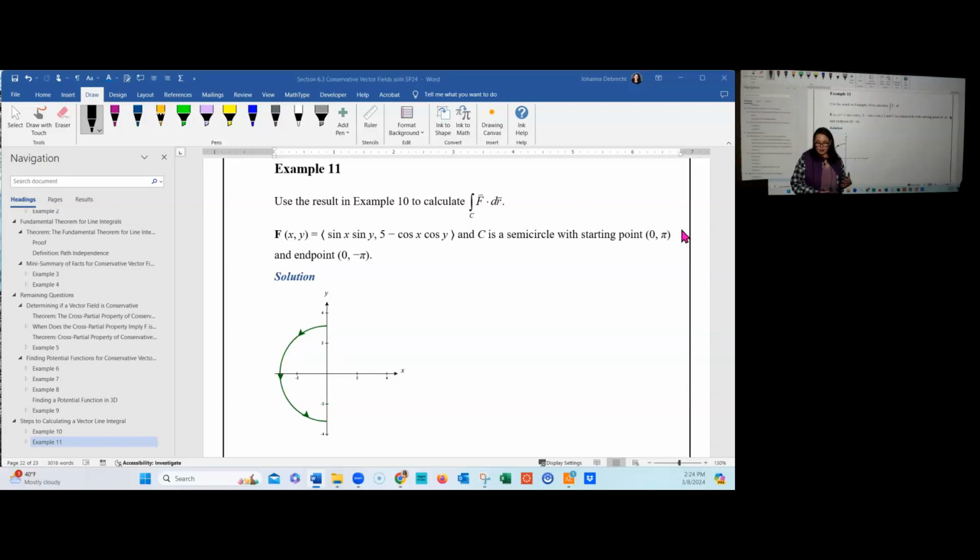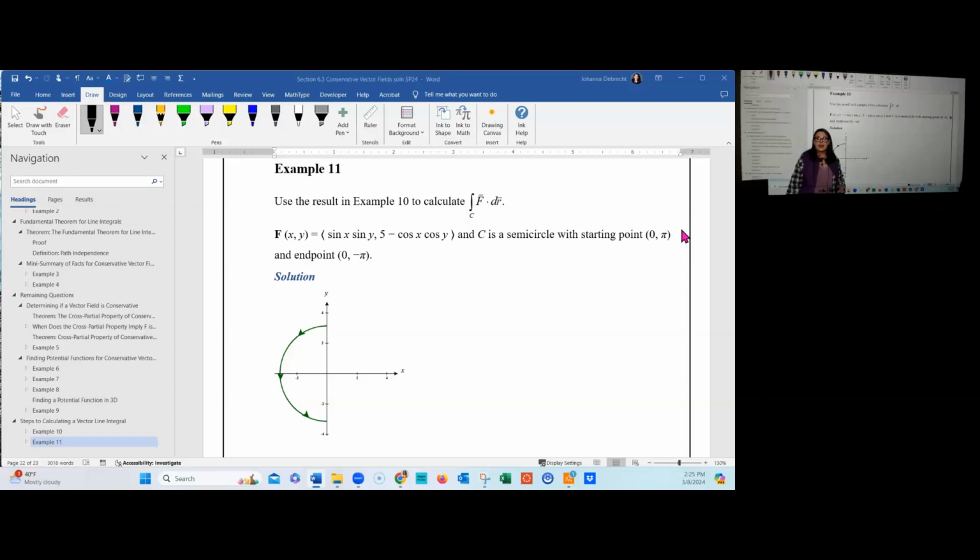In this case, our curve is a semicircle starting at (0, pi) and ending at (0, negative pi). This means the radius of our circle must be pi, and we're extending from pi over 2 around to 3 pi over 2. Let your parameterization then be equal to pi cosine t, pi sine t, for t between pi over 2 and 3 pi over 2. You'll need this at the very end to apply the fundamental theorem for vector line integrals.